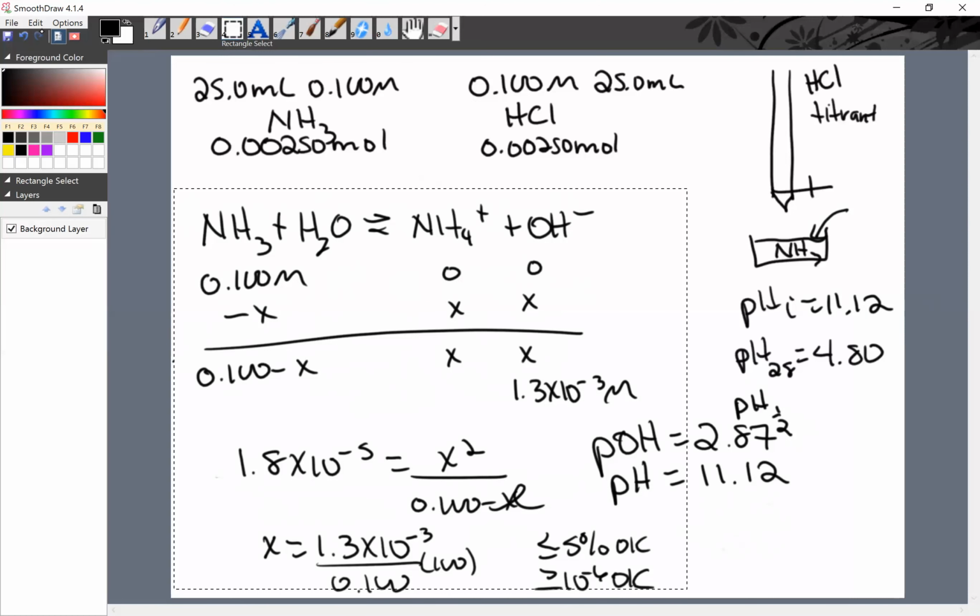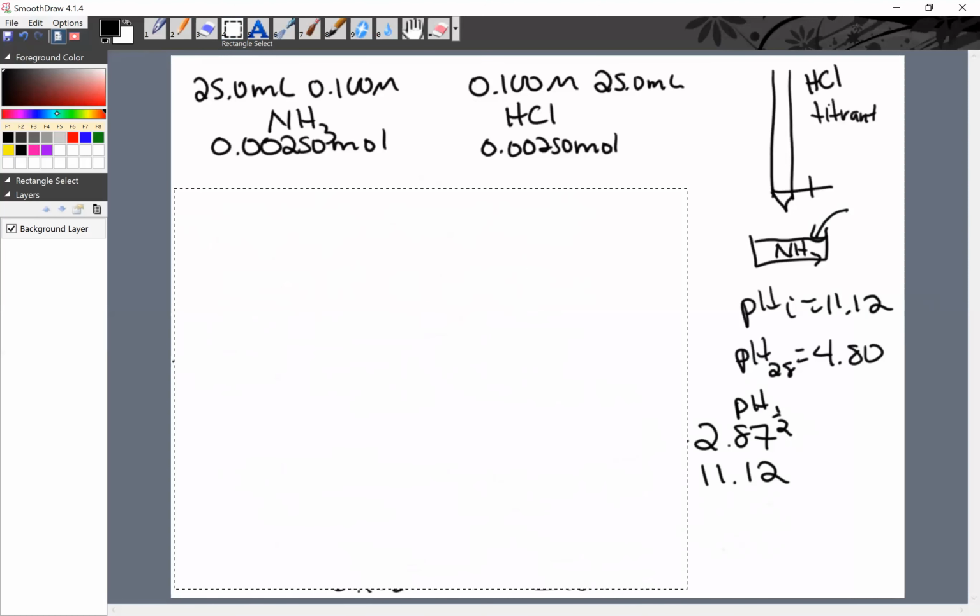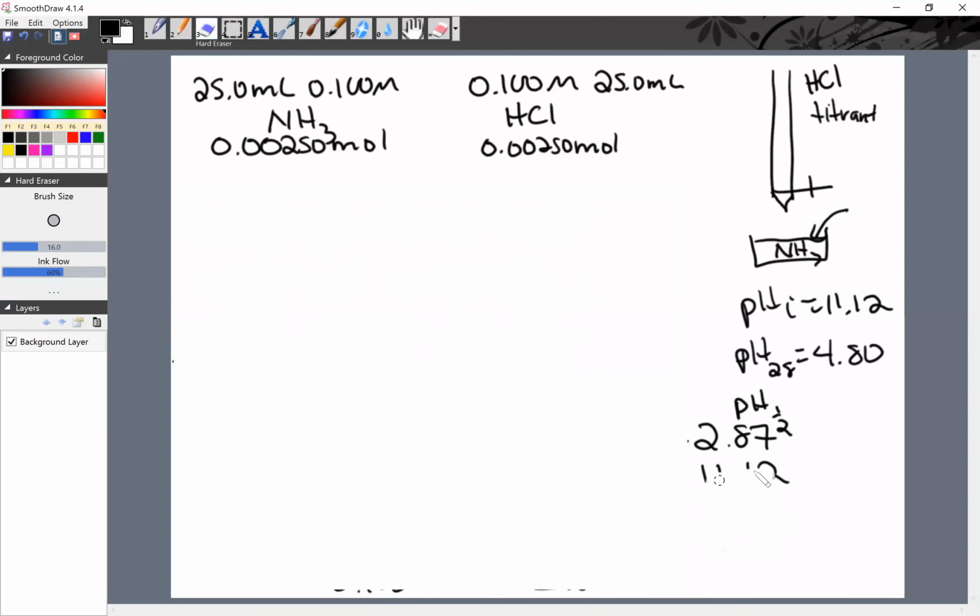Okay, trick question yet not trick question. What do we know about the halfway point? The pH is equal to the pKa. The pH is the same as the pKa.